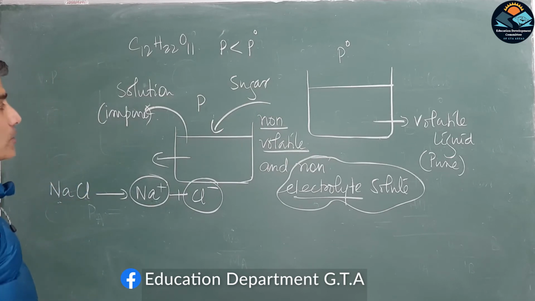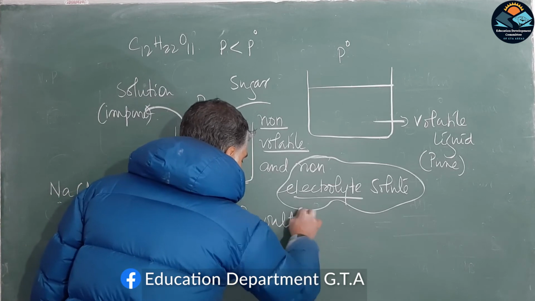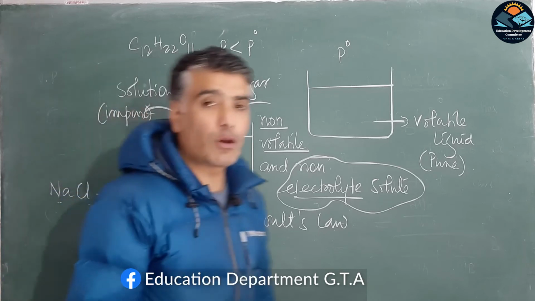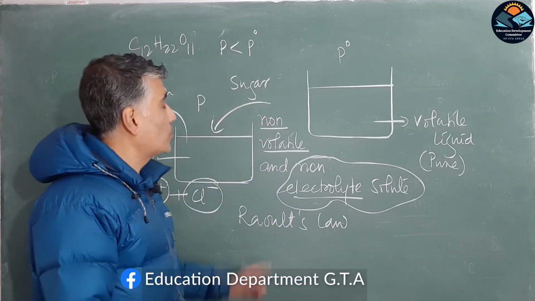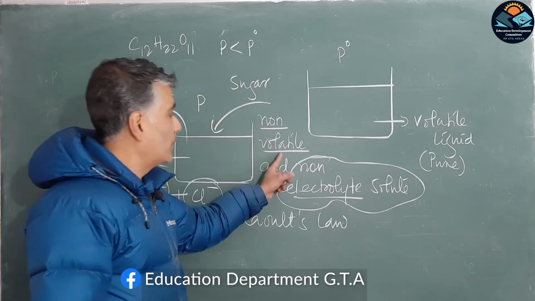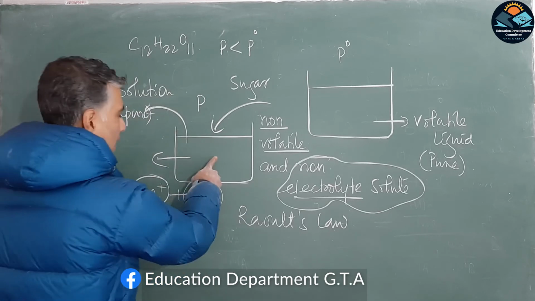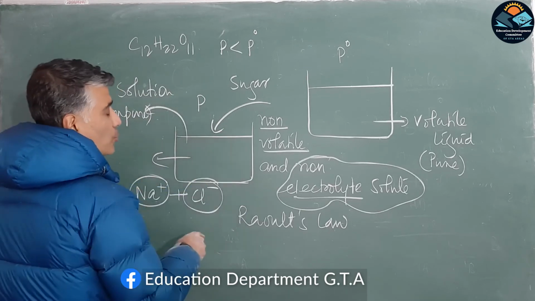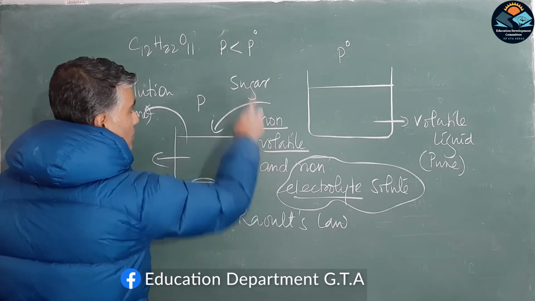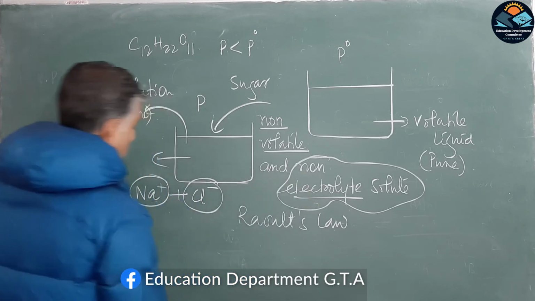Now we can have a Raoult's law on this also. What do you call this Raoult's law? The previous Raoult's law was for a binary mixture of volatile liquids. Now this is Raoult's law on the vapor pressure of a solution containing a non-volatile and non-electrolyte solute. We have a solution here, but what kind of solution? It has a solute like sugar, which is not volatile. It doesn't form its own vapor, and it's not even going to split into ions. So it is a non-electrolyte solute.